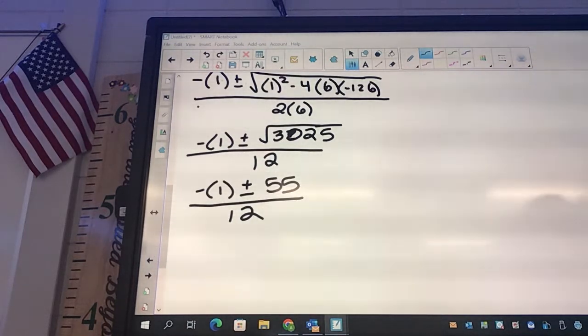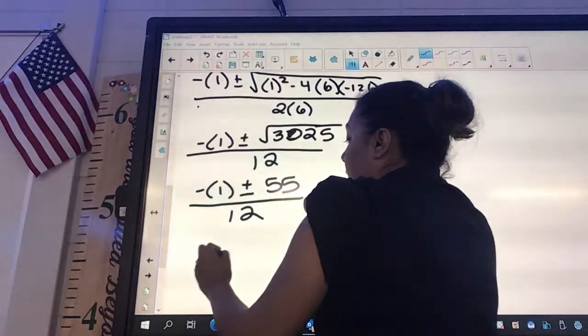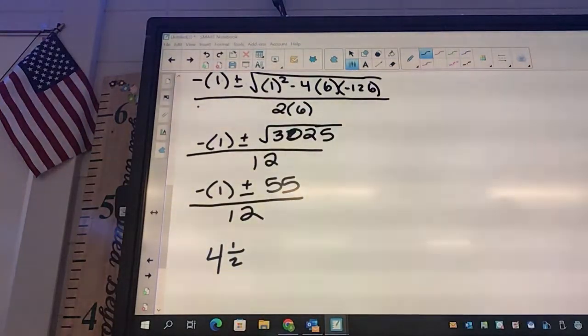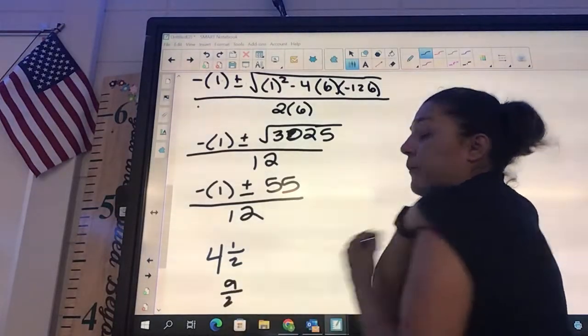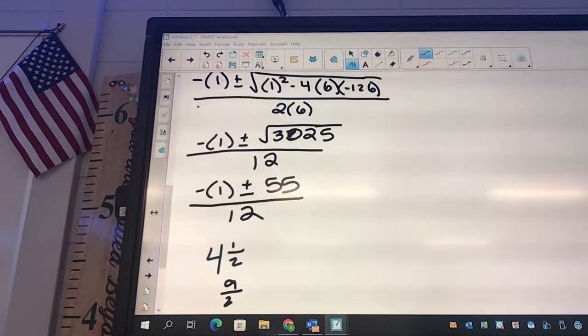What do you guys get for the plus? 4.5? Okay, that's the same as 9/2. Some of you guys got 9/2. What'd you get for the minus? -4 2/3?